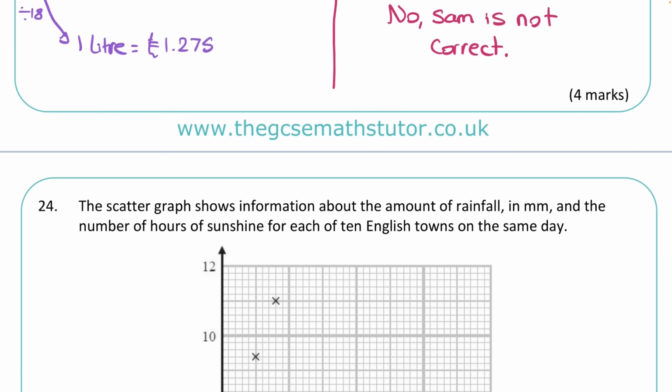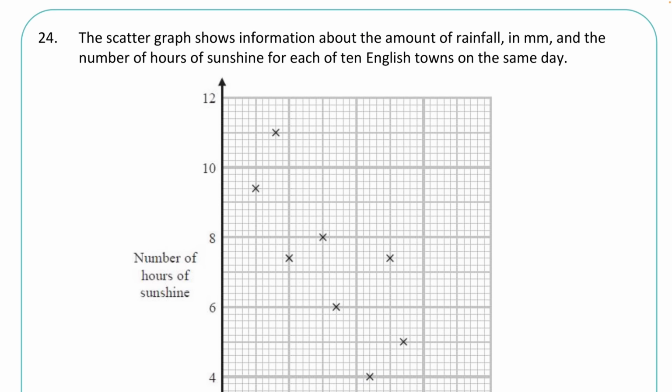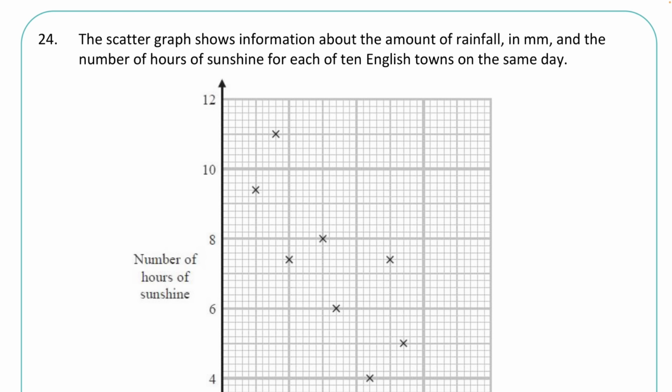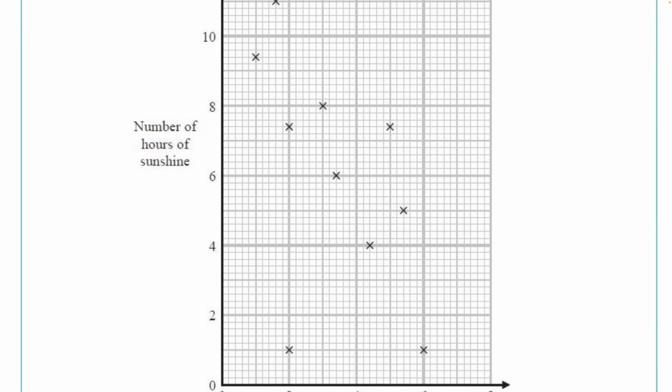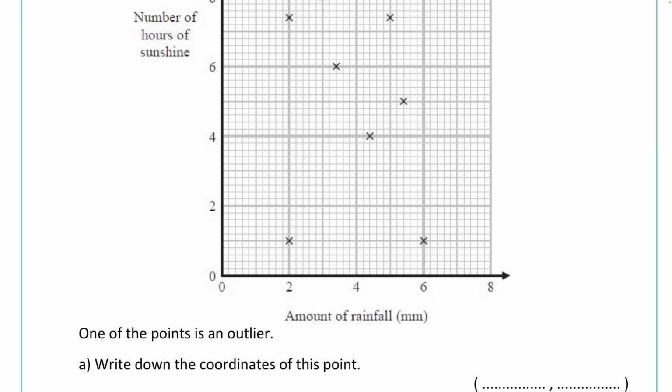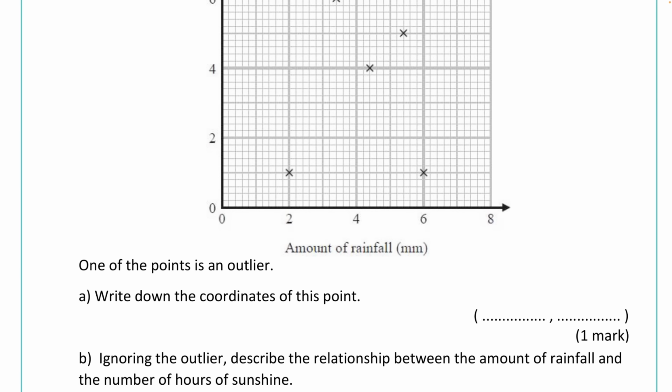Okay, so on to our next question. We have a scatter graph. Okay, so it says the scatter graph shows information about the amount of rainfall in millimetres and the number of hours of sunshine for each of 10 English towns on the same day. So you can see here we've got all the information, and it says one of the points is an outlier. Write down the coordinates of this point.